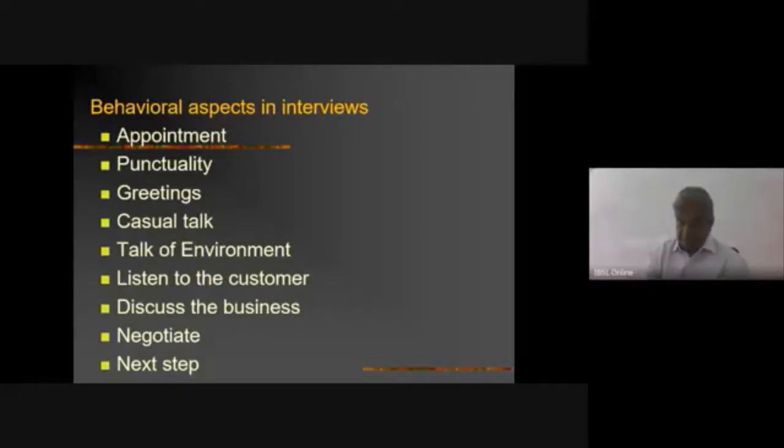In the greetings, when he comes, you welcome the customer. And then casual talk, not the way of official formal talk. You may put in a casual talk to him and talk about the environment, how is the traffic, whether it is difficult to come from such a distance, whether it is raining, whether it is a very hot sun, unbearable heat, maybe like that.